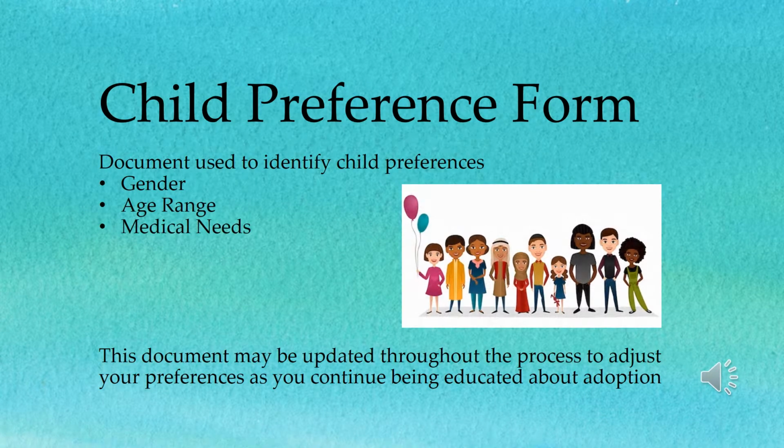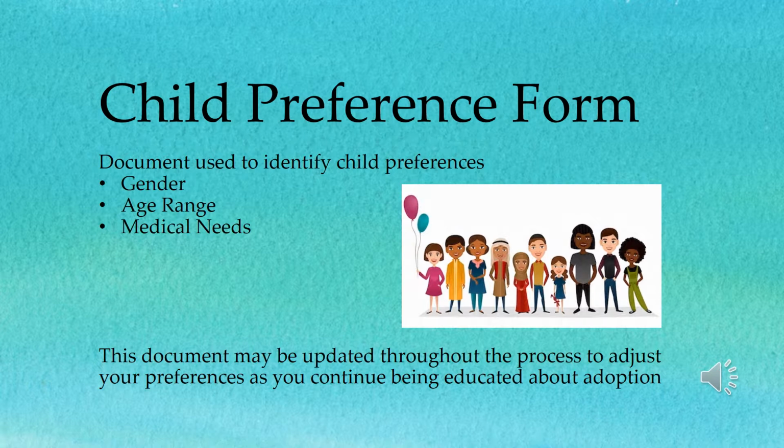So the next document that I want to bring your attention to is the child preference form. This is a document that is used to identify your preferences for a child as to gender, age range, and medical needs. You should have already completed this and returned this to me in order for Nikki to be able to review it along with reviewing your application. If not, then this is something that we will have you fill out as soon as possible to get this uploaded into your file to know the special needs that you are open to.